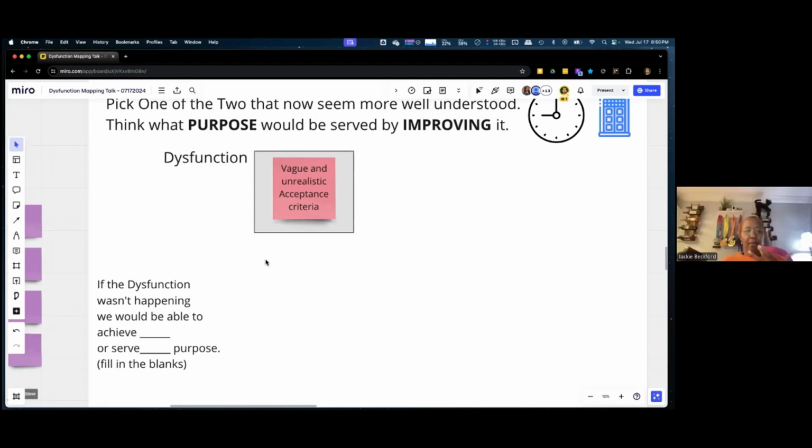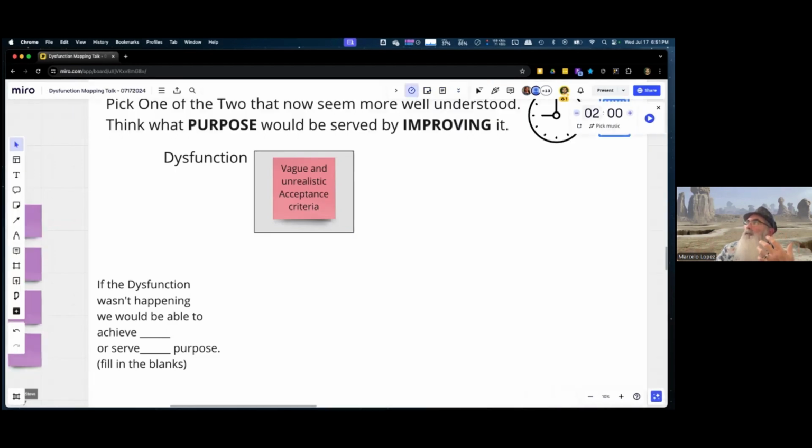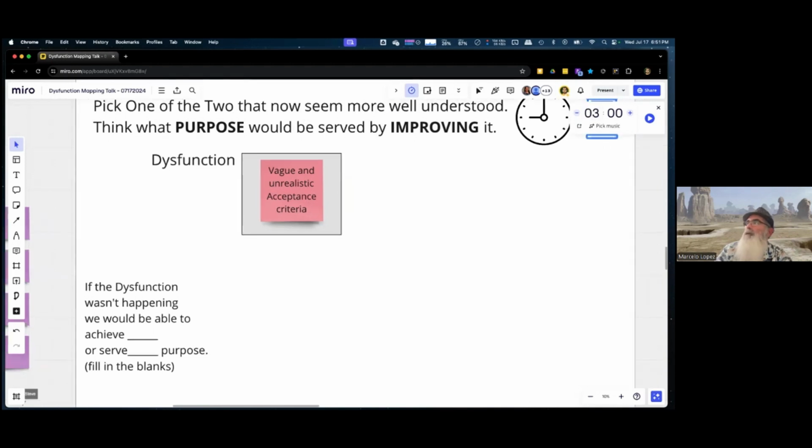What sort of purpose would it serve to have clear and realistic acceptance criteria? What sort of thing would it let us achieve? I'm going to now not vote. Let's try 3 minutes again. You guys did well the last time I did that. Let's do 3 minutes again. Go. Excellent. I'm going to stop the followers now that you guys are here with me.